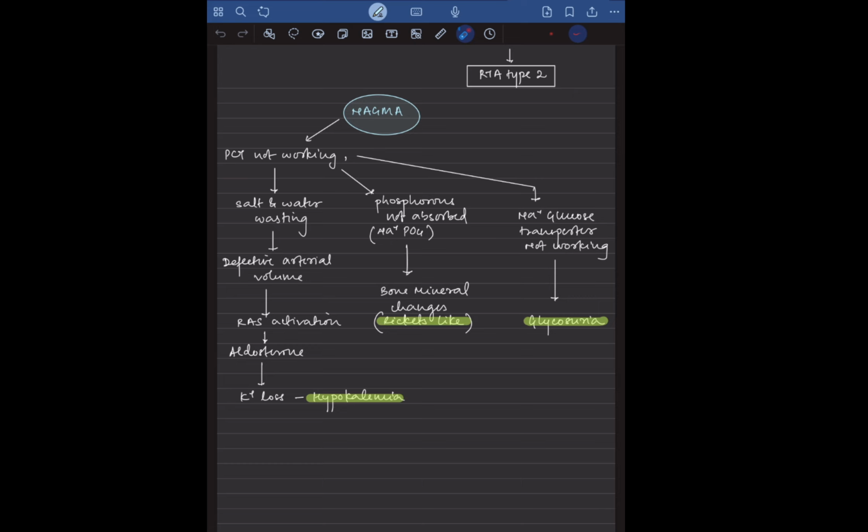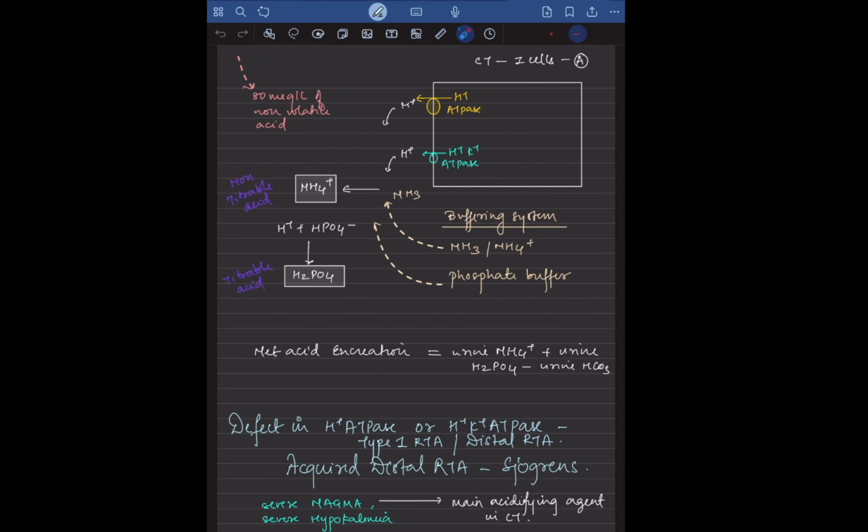Okay, the next thing that could be seen is, because we have a sodium and phosphate transporter across the PCT, there will be bone mineral changes also, rickets-like changes. Okay, and then there is a sodium and glucose transporter also, so there will be glycosuria which will be seen. So this is very important. That's why that diagram is important, because there are 4 transporters that are there.